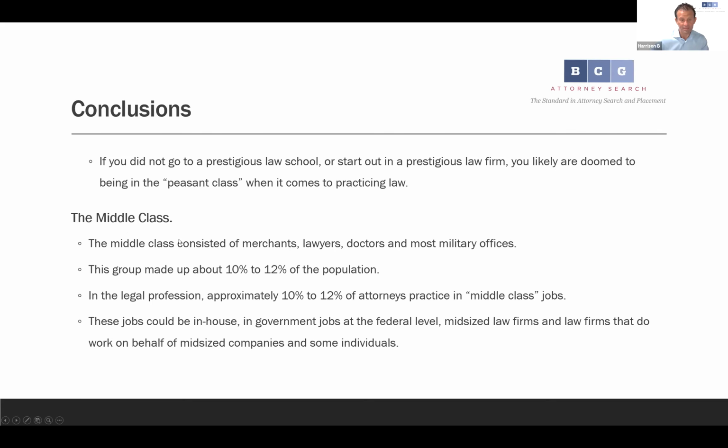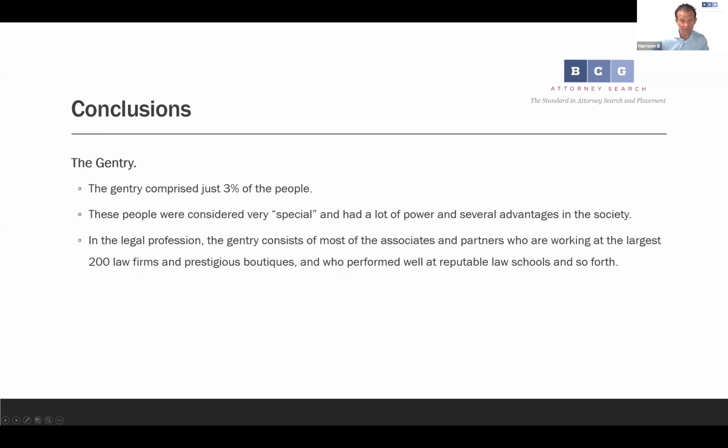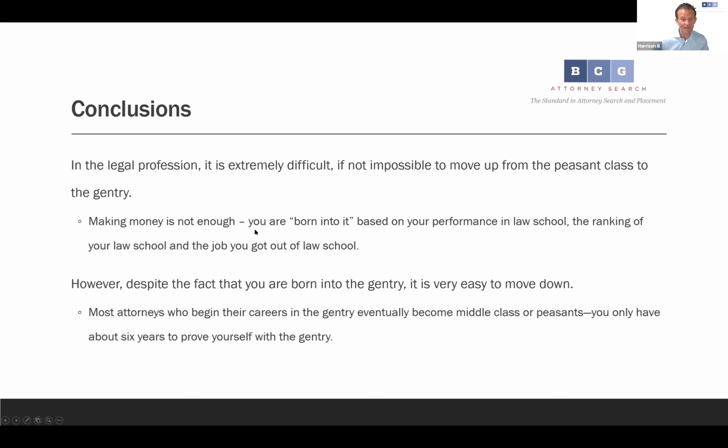And then the middle class in the Middle Ages was 10 to 12% of the population. These are doctors, lawyers, people in military offices. And I would say 10 to 20% of the attorneys now are doing that. And they may be in in-house and government jobs at the federal level, mid-sized firms and so forth. And then the gentry were 3% of the people. And these are the people working at the largest law firms. The one thing I would say is that it's very difficult to move from the peasant class to, and it's ridiculous to say that, but to the gentry. And you're often born into it, meaning based on what you come out of law school with.